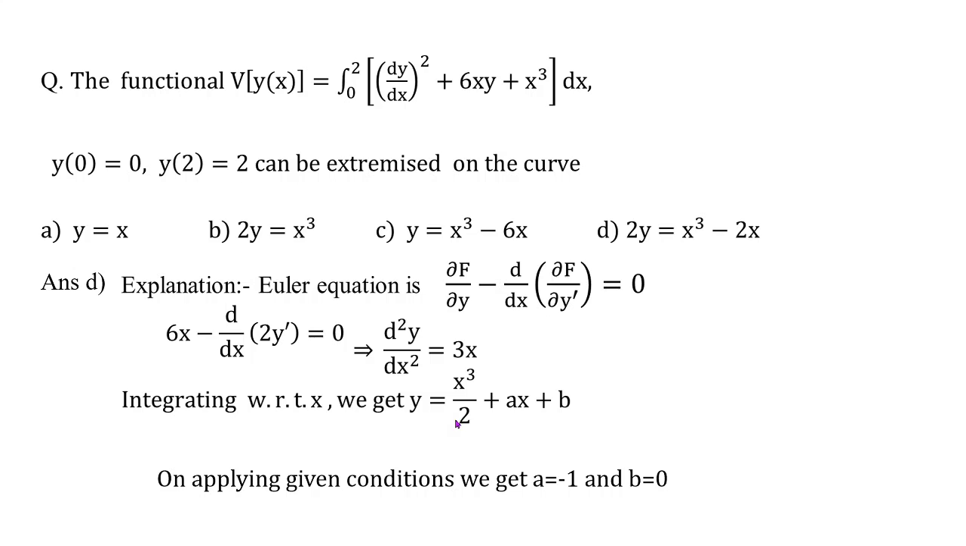But we don't find such options here, so we need to rearrange that solution. We will write 2y equal to x cube minus 2x. That is nothing but option number D. That's why the correct choice is option number D.